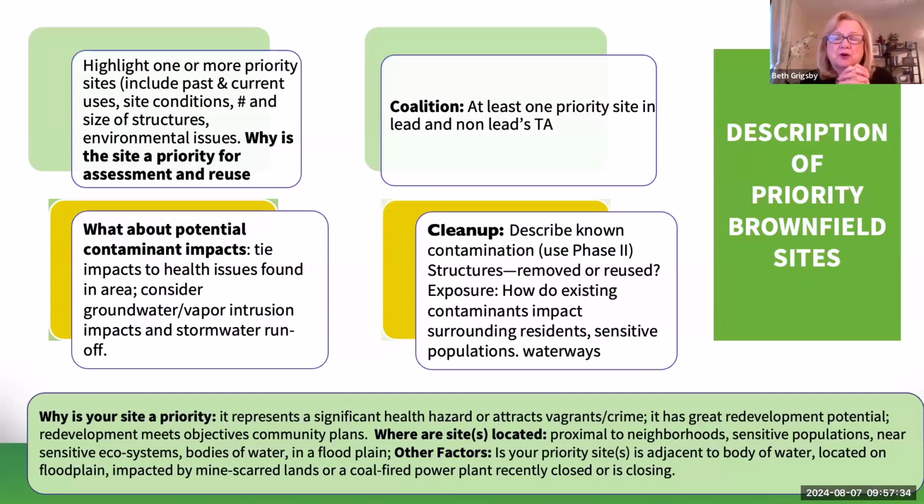Description of priority brownfield sites. So what you want to do is highlight one or more priority sites. Why is the site a priority? I see these beautiful descriptions, but no reason why the site is a priority. With coalitions, you have to have at least one priority site in the lead and non-leads target area. Think about the potential contaminant impacts, not just the contaminants. What are the impacts?